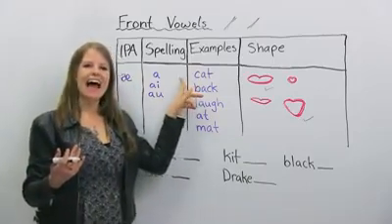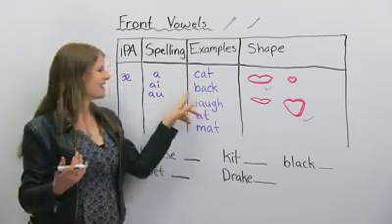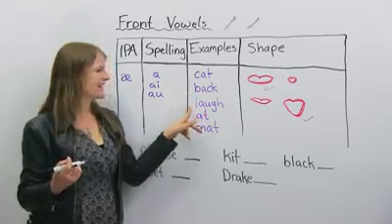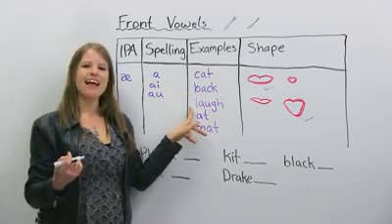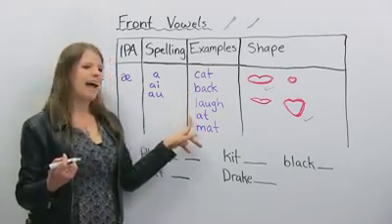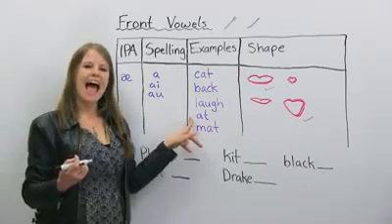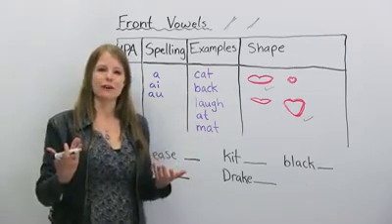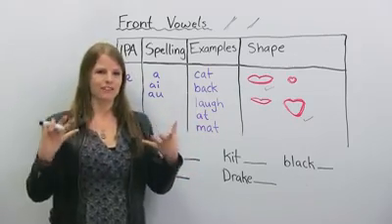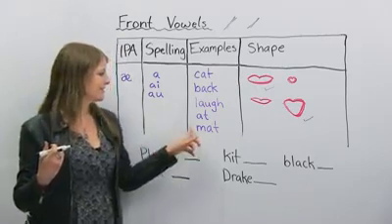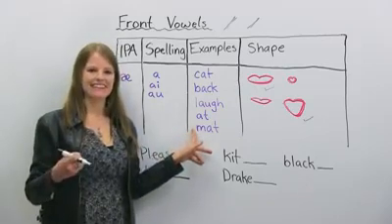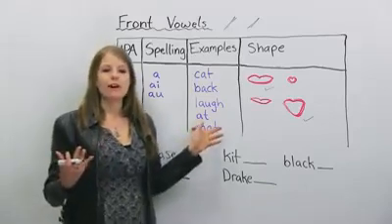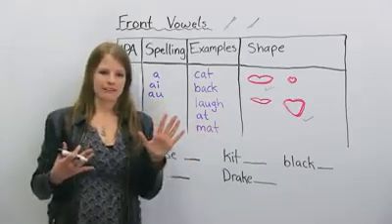Now I want you to practice this sound with me. Cat, cat, back, back, laugh, laugh, at. And you might feel a bit uncomfortable, like it's not so comfortable, is it? Because your mouth is really doing a lot of work here. Finally, mat, mat. Okay, so we've covered 5 different front vowels today.